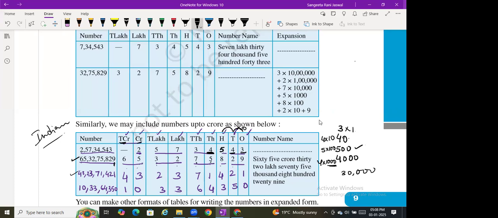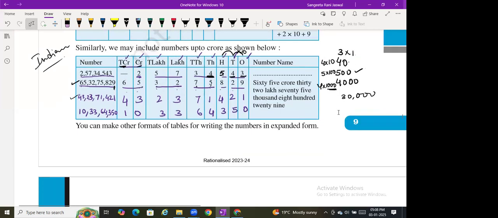Please make this column in your notebook, and I'll give you some numbers. Write down for 64,935. Under this column, you have to place the numbers under the correct place value. Are you understanding? Do we have to make a table? Yes, please do.